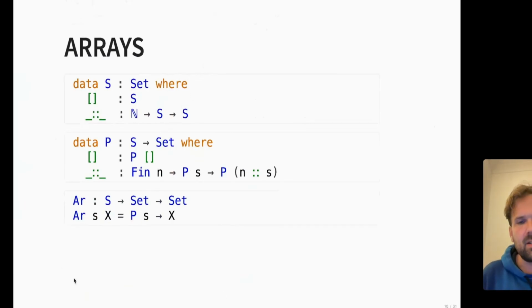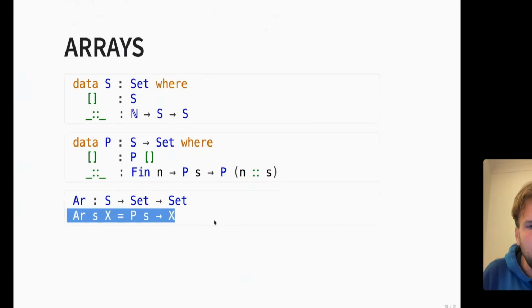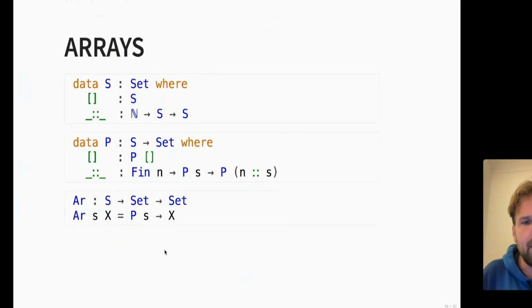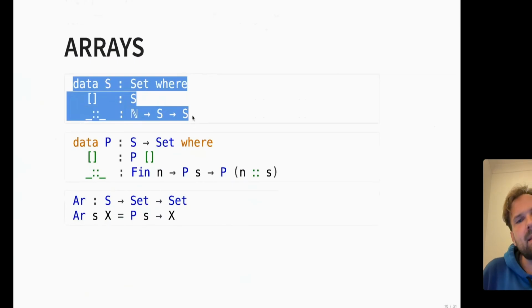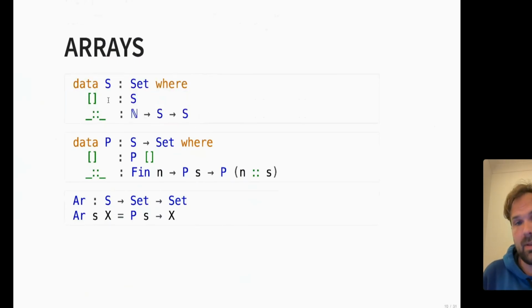Okay, so let's look at code. So this is our array. Let's go kind of bottom up. So this is an array type. It's an array of shape S and element type X. It is a function from positions that are valid for the shape S into values of X. So what is the shape S? Shape S is a list of natural numbers. Here is your nil, and this is your cons.